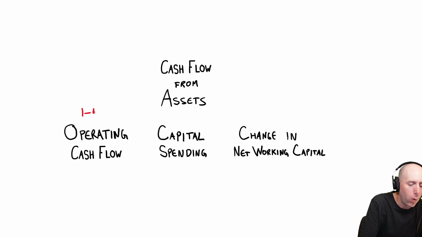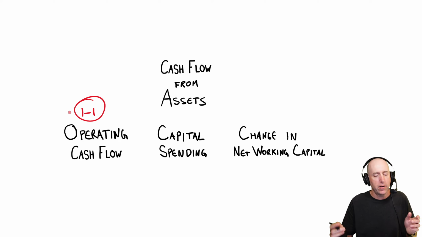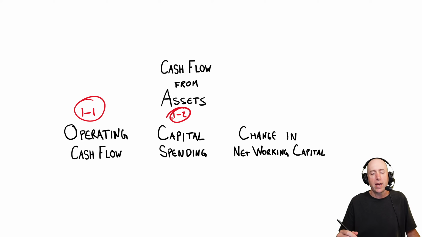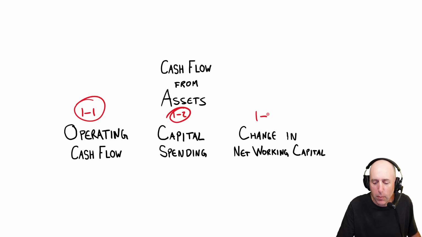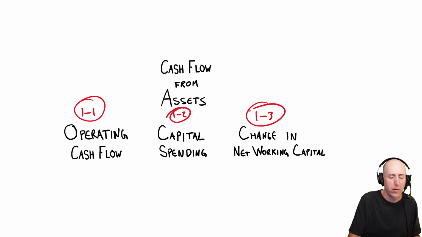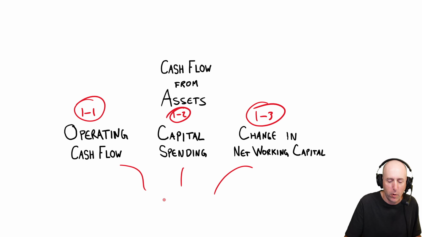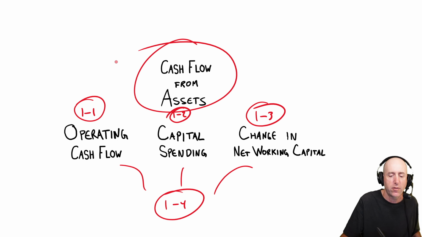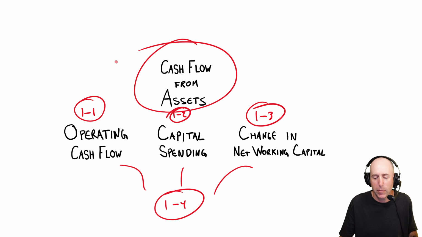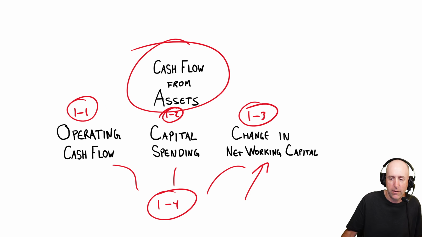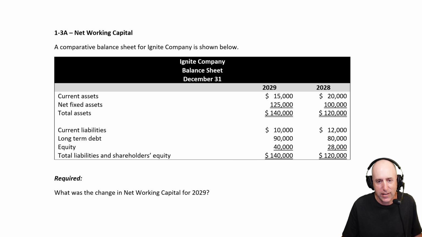In problem 1.1, we learned how to calculate operating cash flow. In problem 1.2, we learned how to calculate capital spending. Problem 1.3, we're looking at cash flows related to changes in net working capital. And when we get to it, problem 1.4 is going to combine them all. And when we combine them all, we get cash flow from assets. But this problem is all about change in net working capital, and it's probably the easiest of the three components of cash flow from assets. Let's get down to business.